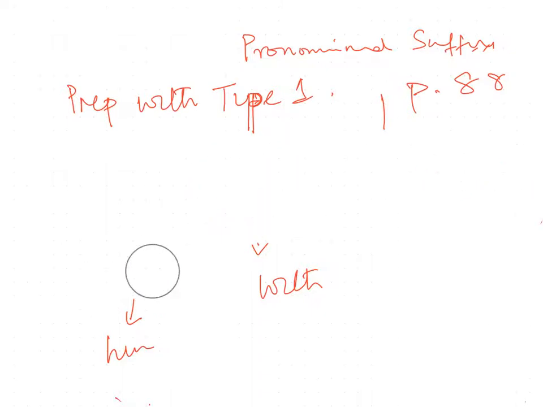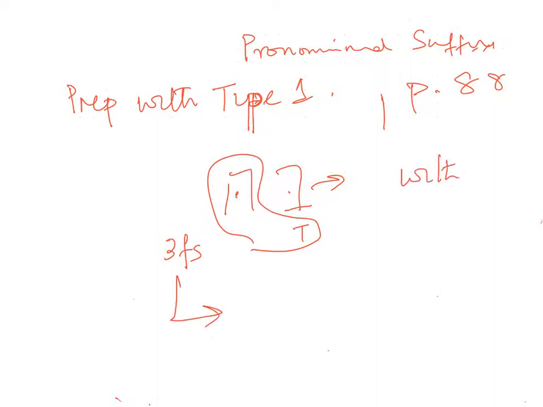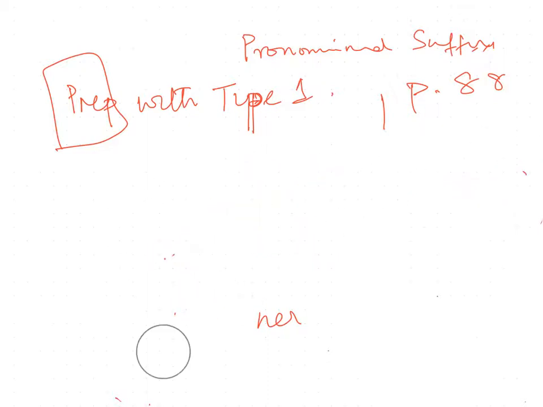Let's see the next one. Ba, with the mapik. So you know this is a 3fs. This is now functioning as a with. When it's the 3fs, type 1, objective value, because it's a preposition, you're going to translate it as her. So it is with her. Likewise, I'll do another one.